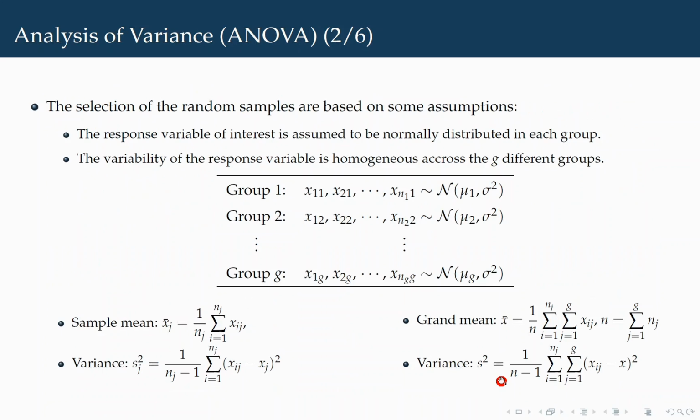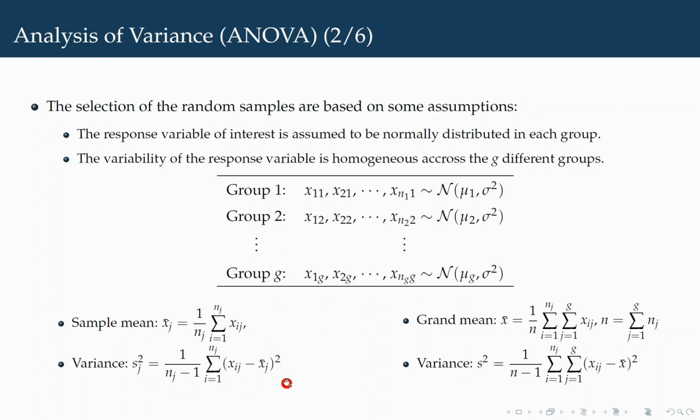Let me go back once. Here, for example, the variance of the G group is nothing but 1 over the number of observations of that group minus 1 times the sum of the square of the deviation of each observation in that group from the mean of that group. So this is the variance by definition. The component, the sum of the square of the deviation of xij from x bar j, represents the variation. This component alone represents the variation.